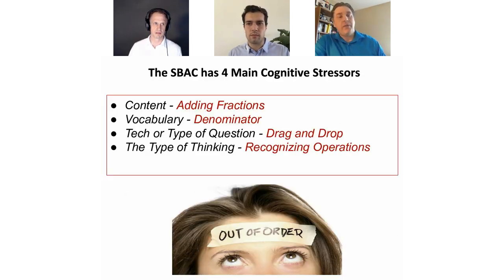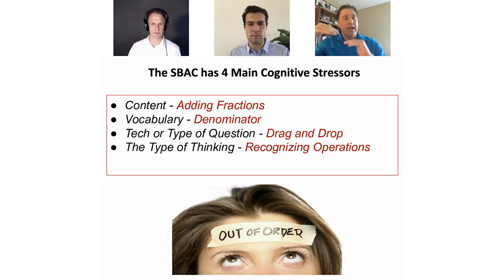So let's go and talk about the CST a little bit. If you remember the CST a few years back, there were two common stressors, which were content. The kids either knew the content or they didn't. That was a big cause of why they missed the question. The vocabulary, if they didn't understand the wording of the question, that would sometimes throw them off. But those were the two main stressors of the CST.